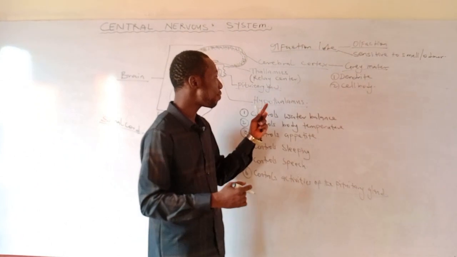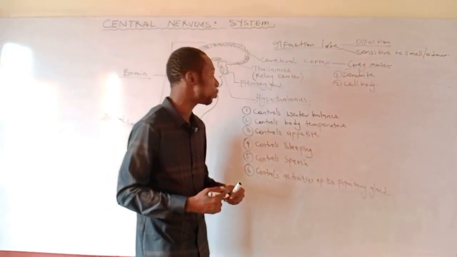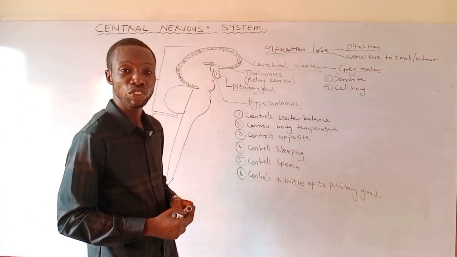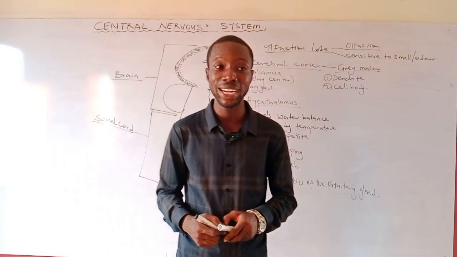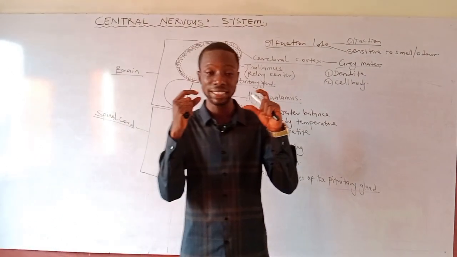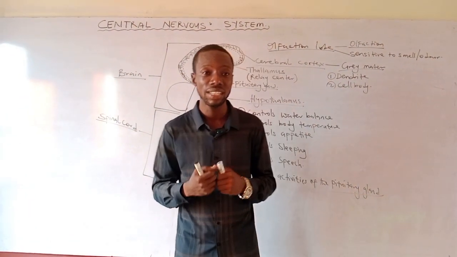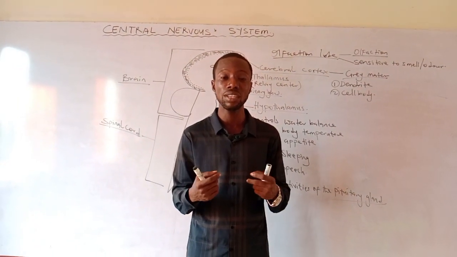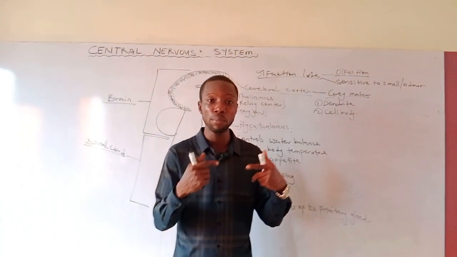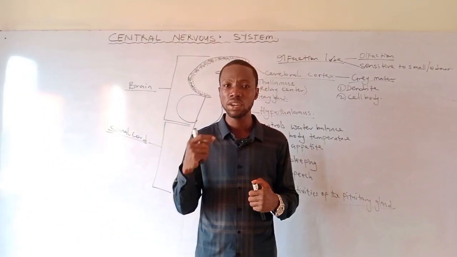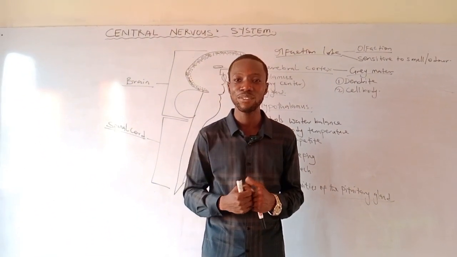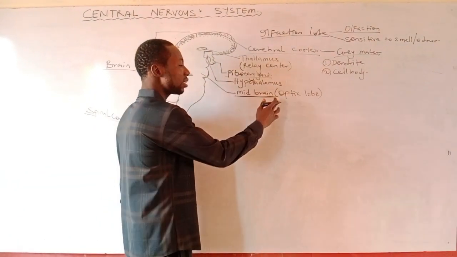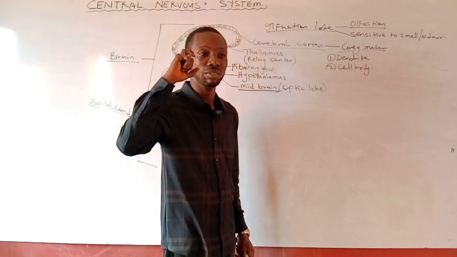As we discussed, we have other functions. Please follow suit. We are going to look at the midbrain, which comprises the optic lobe. As we all know, the midbrain is the part that is concerned with vision. It is sensitive to sight and to vision. It interprets the information of images from the retina of the eyes.